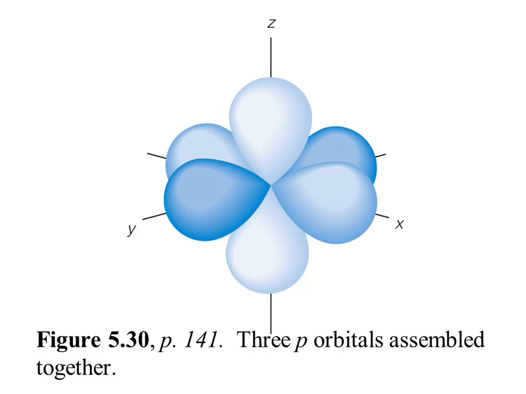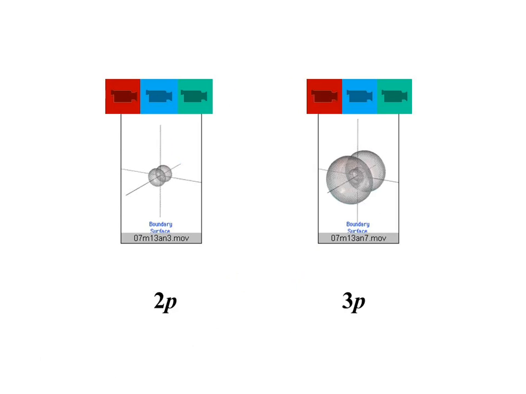Okay, so that's how the 6 electrons that can possibly be in a p-type subshell orient themselves. Okay, and each pair of lobes is an orbital. I think that is so cool.